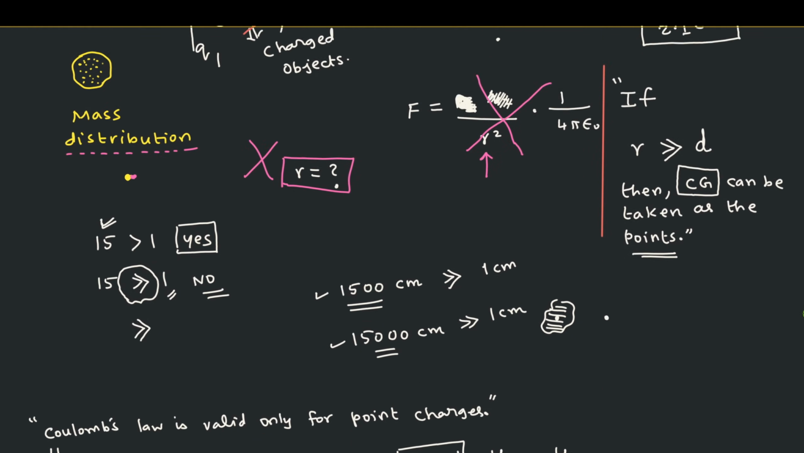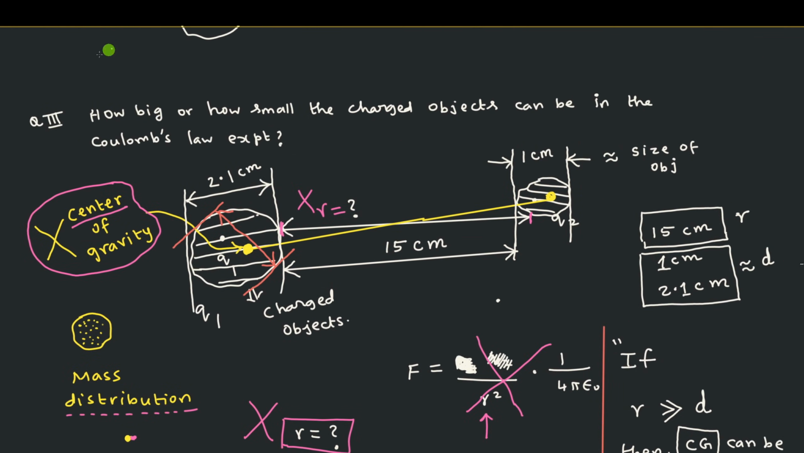So you have the question here that I have written; this is the third question that we are discussing. How big or how small can the charged objects be in the Coulomb's law experiment? That is the question. The answer is clear: provided that the separation distance is much greater than the size of the object, you can always consider the extended object, meaning a finite sized object, as the point charge itself. That is the conclusion that we are making.